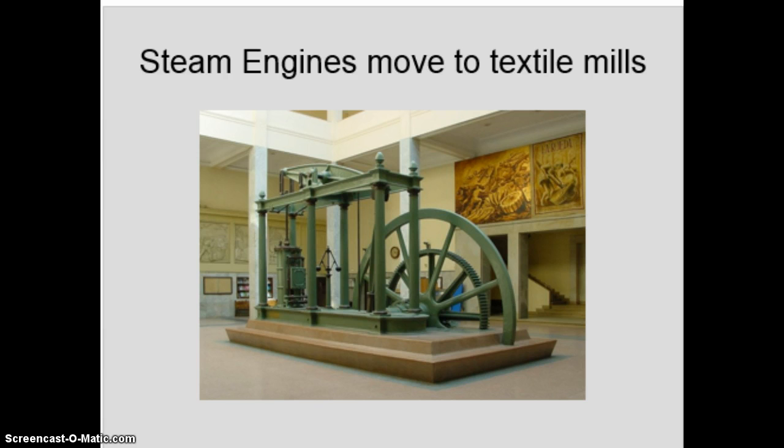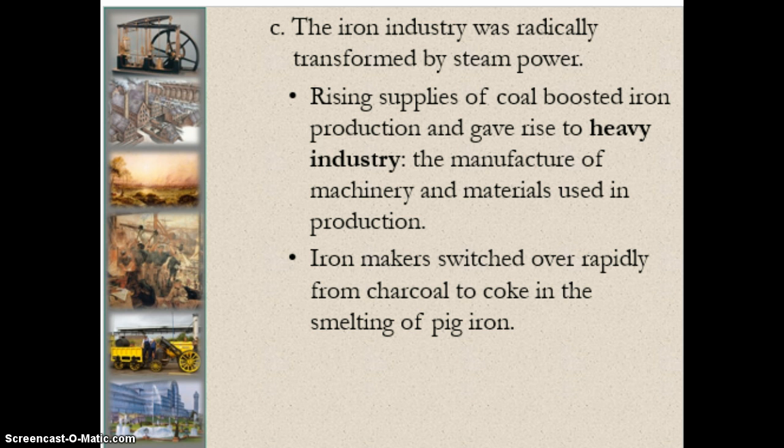Steam power began to replace water in the power of cotton spinning mills during the 1780s, as well as other mills like flour, malt mills, as well as flint mills. That's kind of what we see developing here. And the iron industry, because of this new invention, is radically transformed. What we see is the rising supplies in coal. What's that going to do? That's going to boost iron production and gave the rise to England's heavy industry, which is the manufacture of machinery and materials used in production.